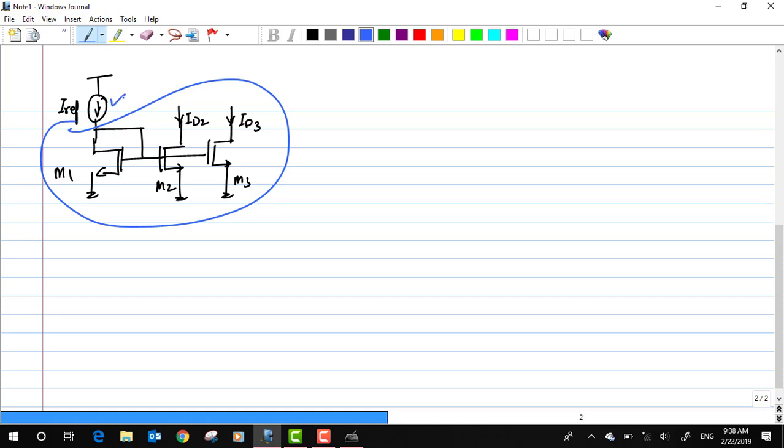Okay, and now if I assume that the value of lambda is equal to 0, then we could actually write the relation between this I out or ID2 and ID3 with respect to I reference. Okay, so now let us try to realize this ideal current I reference by making use of a simple resistor.